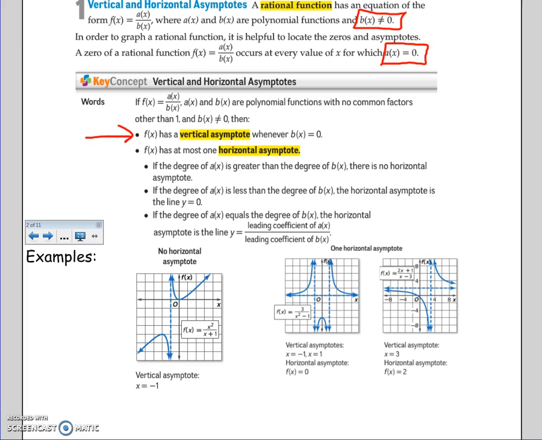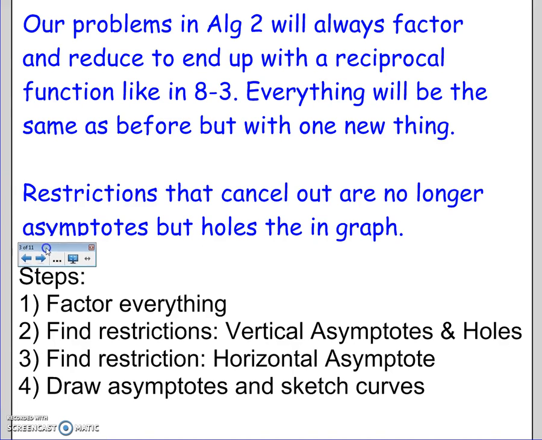If the degree of the top's higher, we have no horizontal, but we have a slant asymptote or oblique asymptote. It's diagonal basically. If the degree is less than, you have the asymptote y equals 0. If it's the same, then you're going to have an asymptote that's y not equal to 0, just some other number. Now there's some examples, but the good news is in our Algebra 2 class, we're not going to do those. We have simple ones.